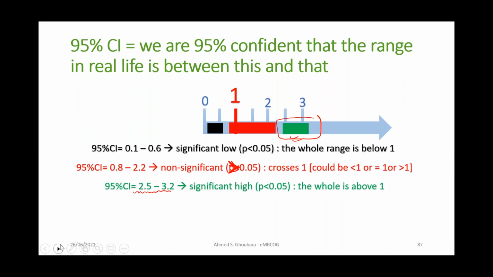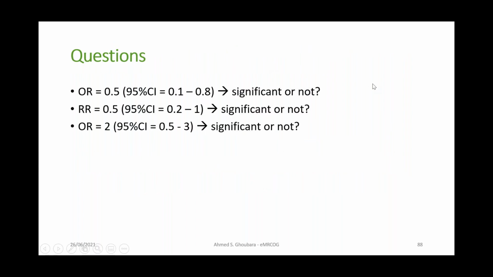So, examples. Tell me about this one. Odds ratio 0.5, 95% confidence interval 0.1 to 0.8. Significant or not? For the first example, significant. So I expect p-value to be less than 0.05.